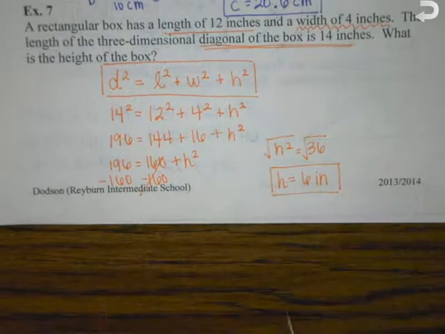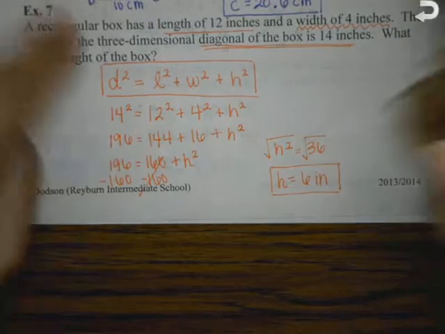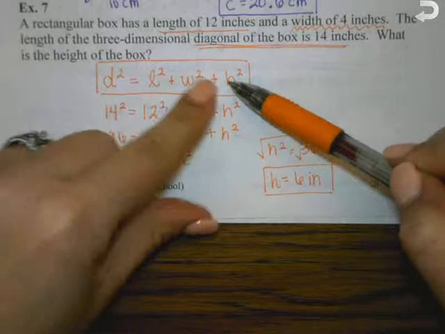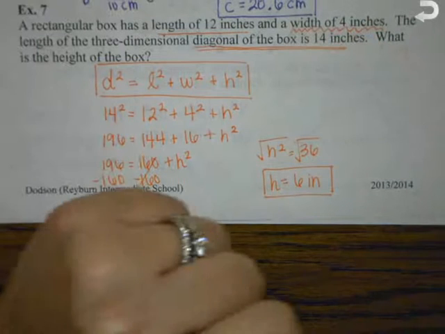Not so bad, right? So what you need to do is you need to make sure that you have this formula memorized. Length squared plus width squared plus height squared equals the diagonal squared. Okay? That's why I have you put a box around it.